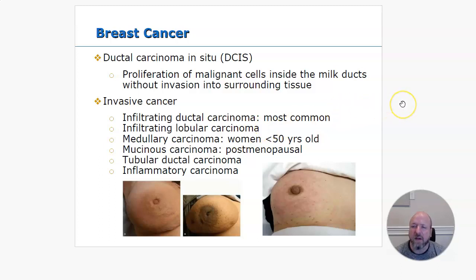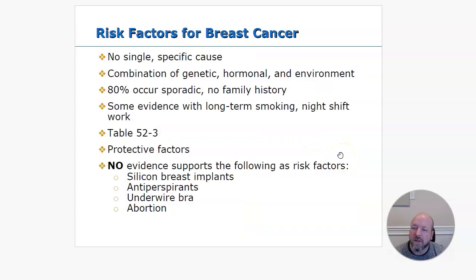You can see here there's ductal carcinoma in situ, which really just means that it's of the milk ducts. You can see in these pictures, and we're going to go over this in a second, in this picture there's nipple inversion. You can kind of see the breast almost looks like an orange peel, which is something that comes up. These are things that you're looking for when you're doing these breast exams.